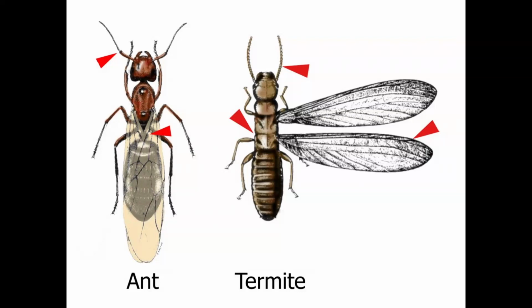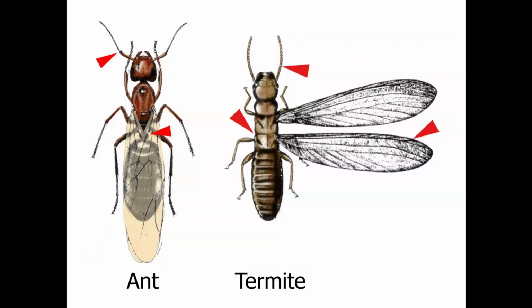The other thing to look for is going to be the connection between the thorax and the abdomen. When we're looking at ants, those are going to be constricted. So where the thorax and abdomen are joined, there is going to be an indentation, or what we call a wasp waist. Termites, on the other hand, are going to be broadly joined between the thorax and the abdomen.